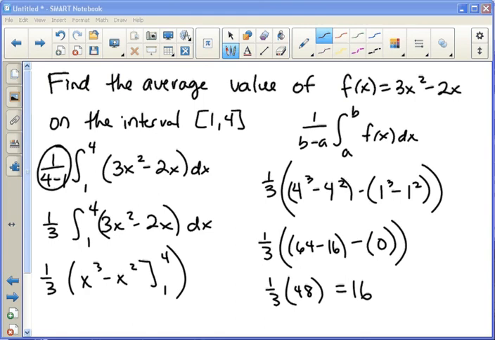Alright, so hopefully that makes sense to you. That's the average value of the function. And now we're ready to practice.